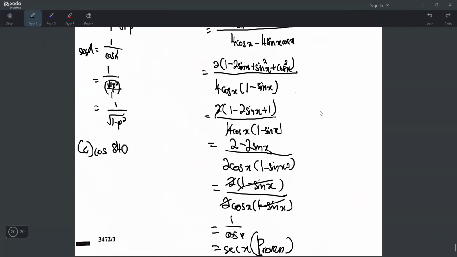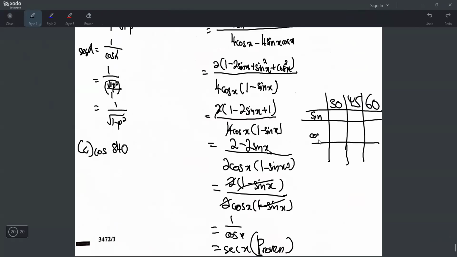Okay, let's talk about the trigonometric ratio table. So the table looks like this: 30, 45, 60. And I always ask my students to hafal this table because it's very important. So this one is sine, this one is cos, this one is tangent. 1 over 2, root 3 over 2, root 3 over 2, 1 over root 2, 1 over root 2, 1 over root 3, root 3. So this table is very important. You need to memorize. For other angles, you don't need to memorize, but for 30, 45, 60, this table is very important. Yeah, I need to know this, right?